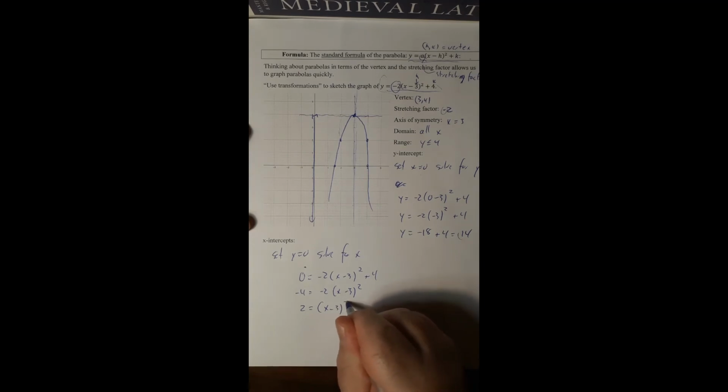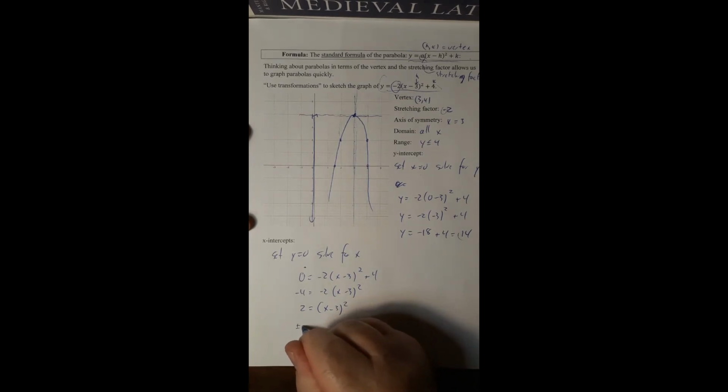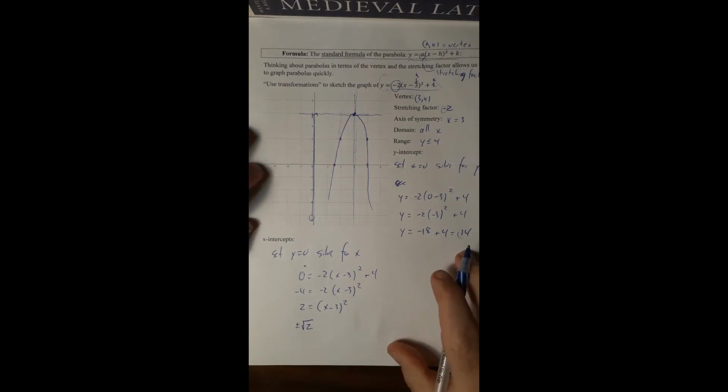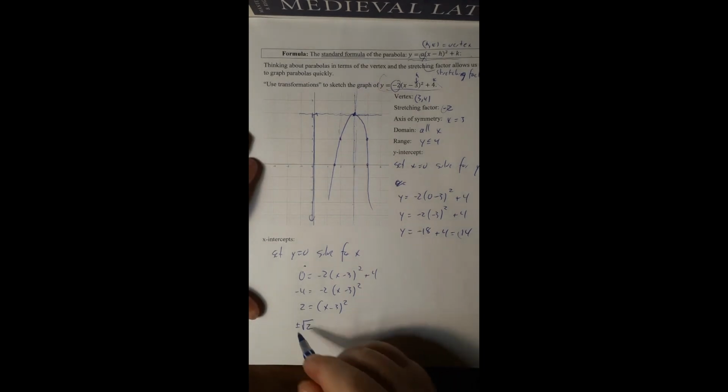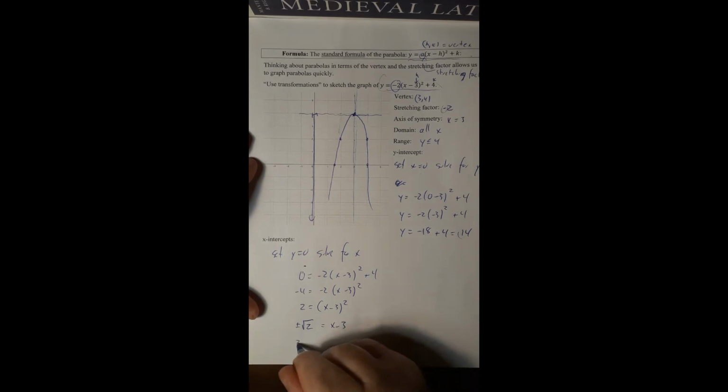(x minus 3) squared equals 2. How do I get rid of a square? Take the square root of both sides. Remember that when you take the square root of a number, like 2, throw a plus or minus in front of it. x minus 3 equals plus or minus square root of 2, and then we get 3 plus or minus square root of 2 equals x.